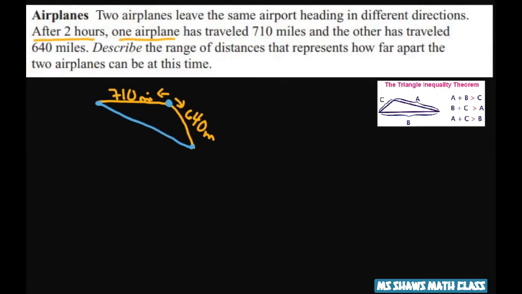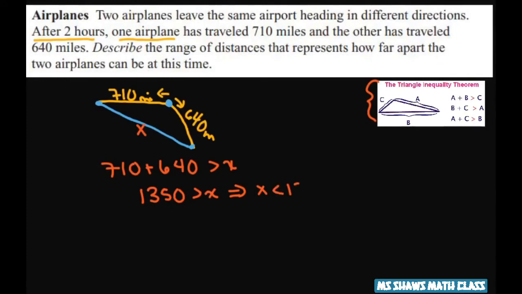So basically, we're going to use our triangle inequality theorem. First, we have an x here. That's what we're looking for. So we have three sides. I can say 710, I'll leave the miles out for now, plus 640 has to be greater than x. So that's going to be 1350. 1350 has to be greater than x, or we can write that x is less than 1350.